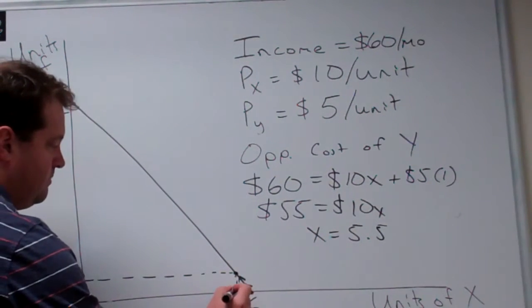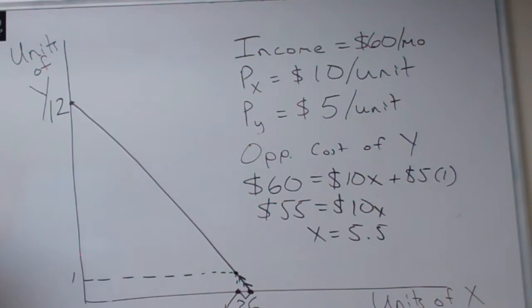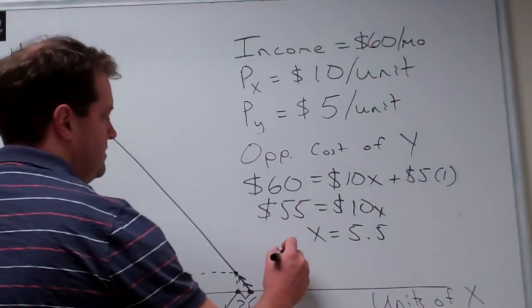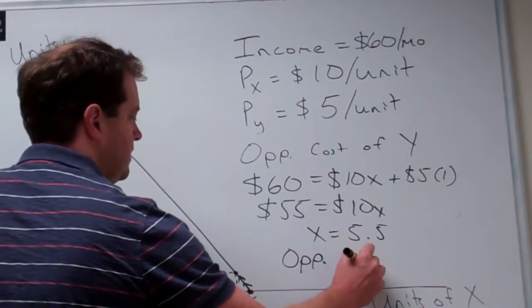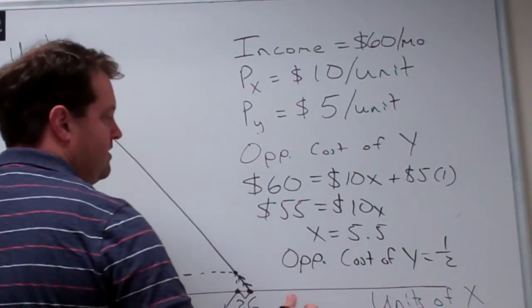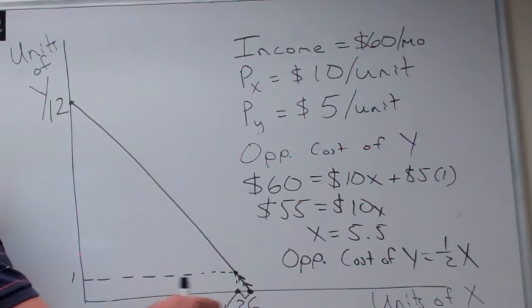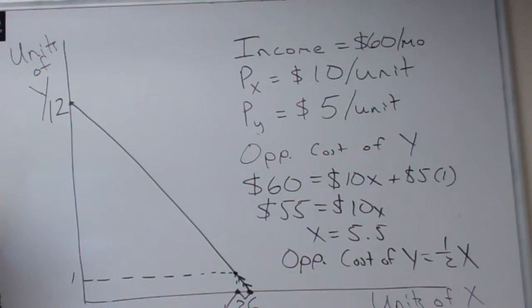So now we've got a bundle where this consumer has 5.5 X and 1 Y. So we can say the opportunity cost of consuming Y is 1/2 unit of X. He had 6 units of X, now he's got 5.5. He had to give up that 1/2 unit of X to get that 1 unit of Y.